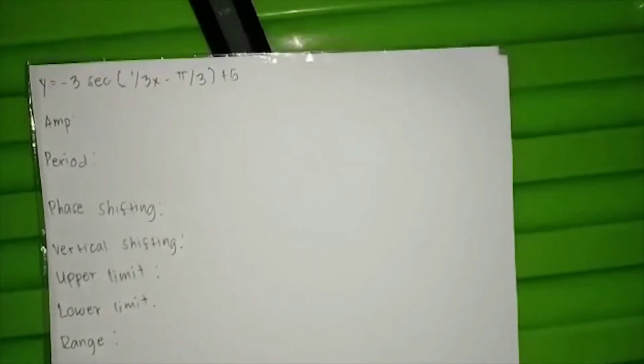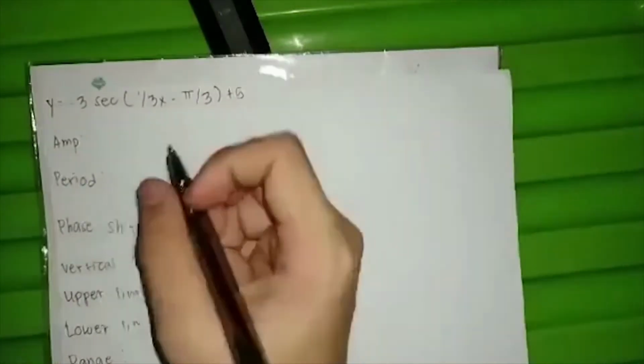My name is P. Chavez from Semarotsu. I'm here to show you how to solve secant. The equation is y equals negative 3 sec of 1/3 x minus pi over 3 plus 5. First, identify the amplitude. Amplitude is always positive, so positive 3.